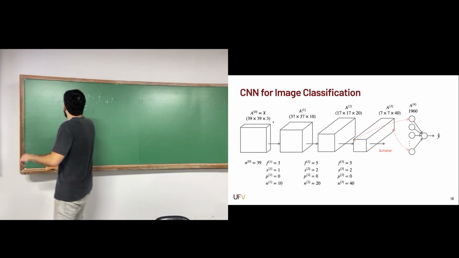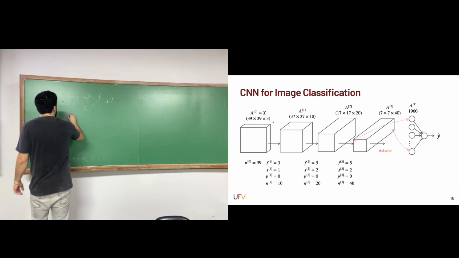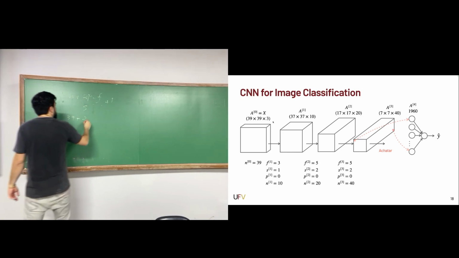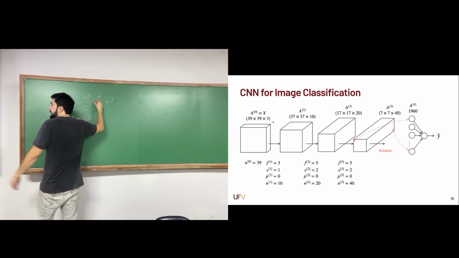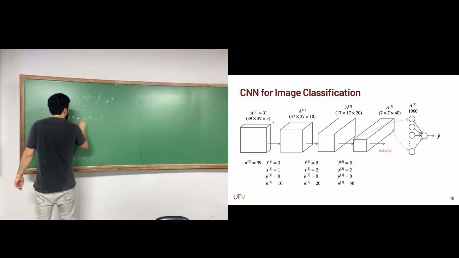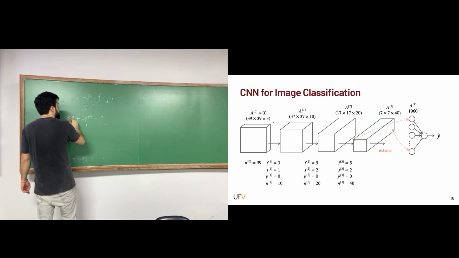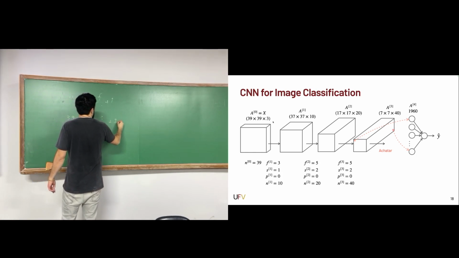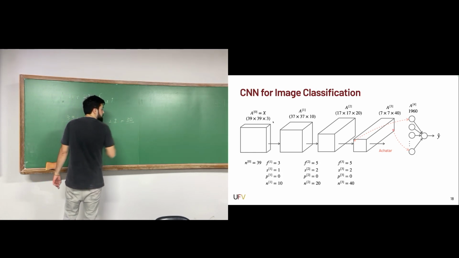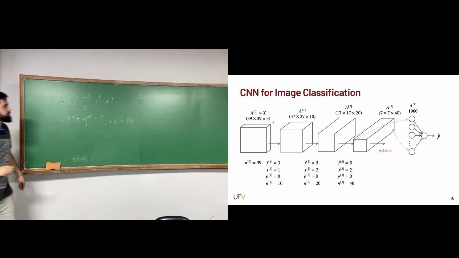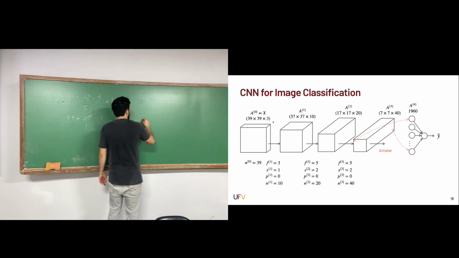So let's think about this. N is 39. 2 times P. P is 0, right? Minus F. F is 3. Divided by S, which is 1. So here's 1, fine. Okay, this is 0, 39 minus 3 plus 1. That's exactly 37, right? So this is going to be a 37 by 37 by 10.